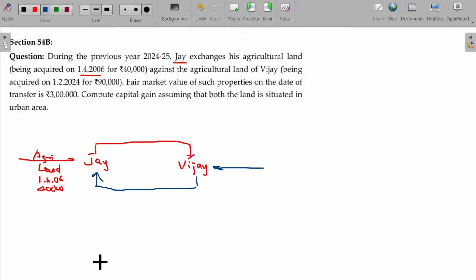So not in the form of cash. Exchange is also considered as transfer. Already we have studied under section 2 clause 47. Exchange, which is acquired on 1/2/24 for rupees 90,000. The fair market value of such properties on the date of transfer being 3 lakhs.